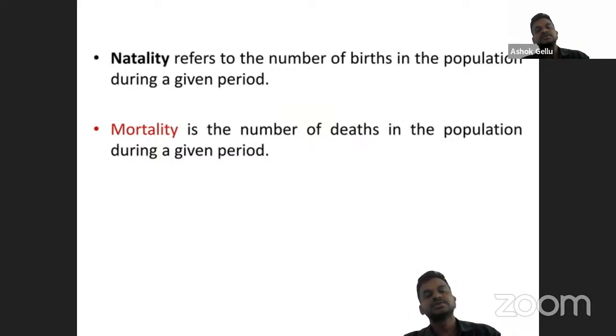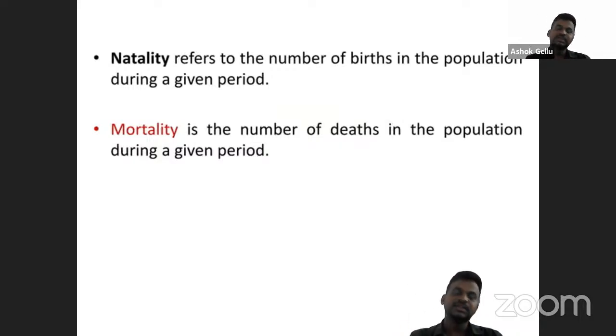Natality refers to the number of births in the population during a given time. In a given time, how many births are occurring? Mortality is how many deaths are occurring in a period of time in a particular population. It's called mortality.